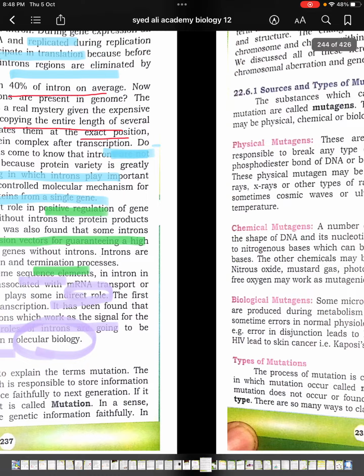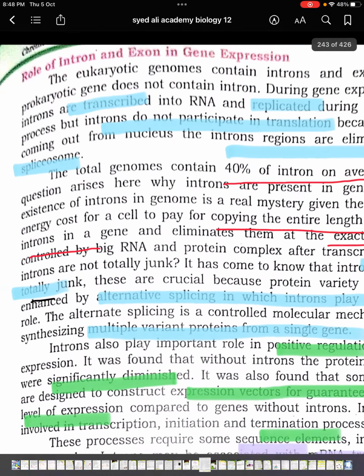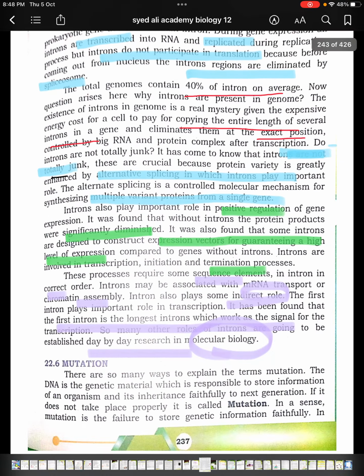So this was all about the role of intron and exon in gene expression. So I hope this is clear to you.